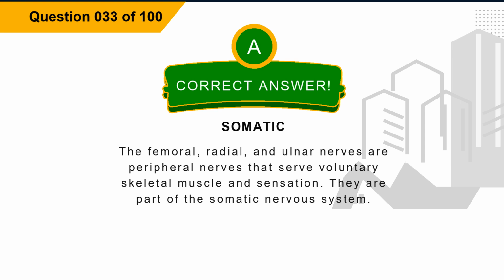Explanation. The femoral, radial, and ulnar nerves are peripheral nerves that serve voluntary skeletal muscle and sensation. They are part of the somatic nervous system.